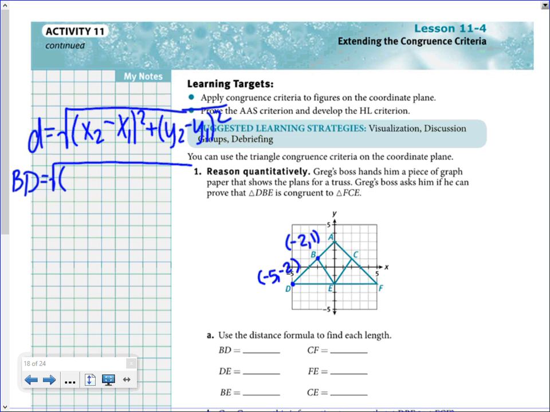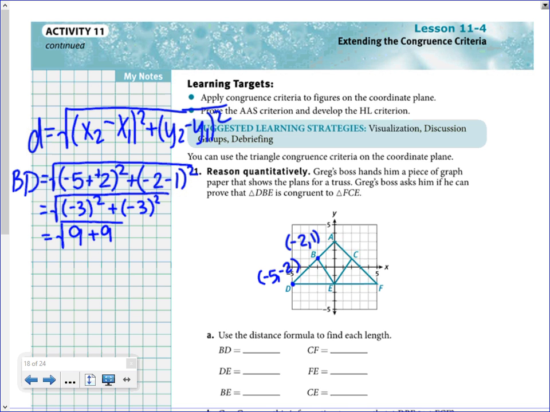So your two x's are -5 and -2. So -5 minus -2 squared. Your two y's are -2 and 1. So -2 minus 1 squared. We are going to end up with -5 plus 2, which is -3. And we'll again end up with another -3. -3 squared is a positive 9 because a negative times a negative is a positive. So 9 plus 9 is 18. So we have the square root of 18, which is 3 square roots of 2.